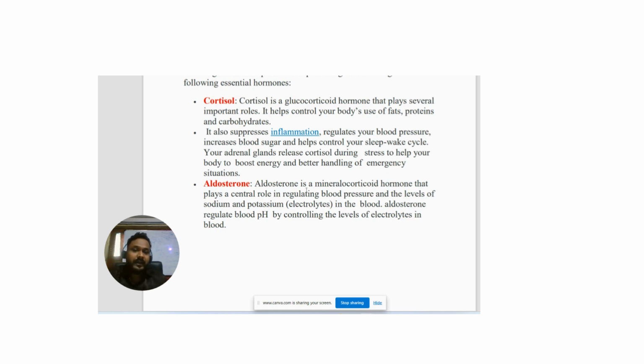Aldosterone hormone. Aldosterone is a mineralocorticoid hormone that plays a central role in regulating blood pressure and the level of sodium and potassium electrolytes in the blood. Aldosterone regulates the blood pH by controlling the level of electrolytes in the blood.